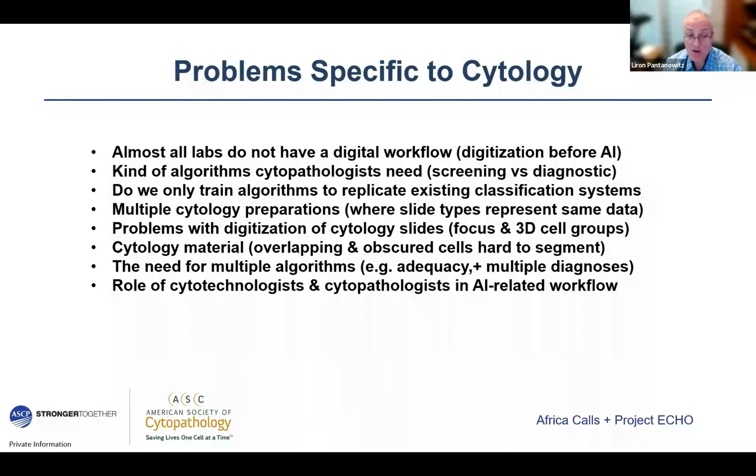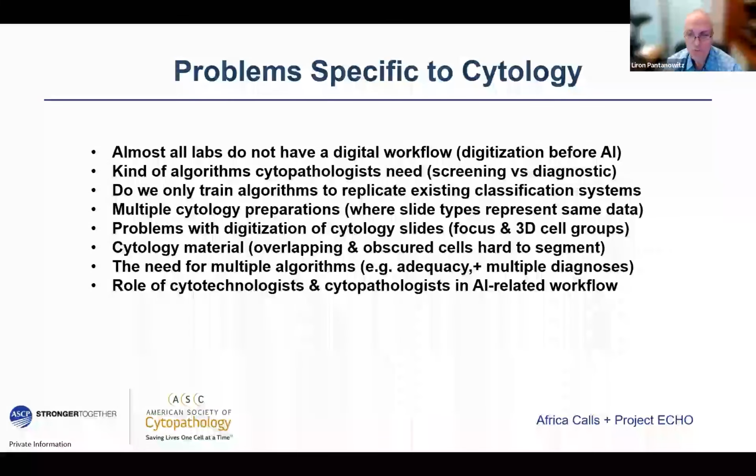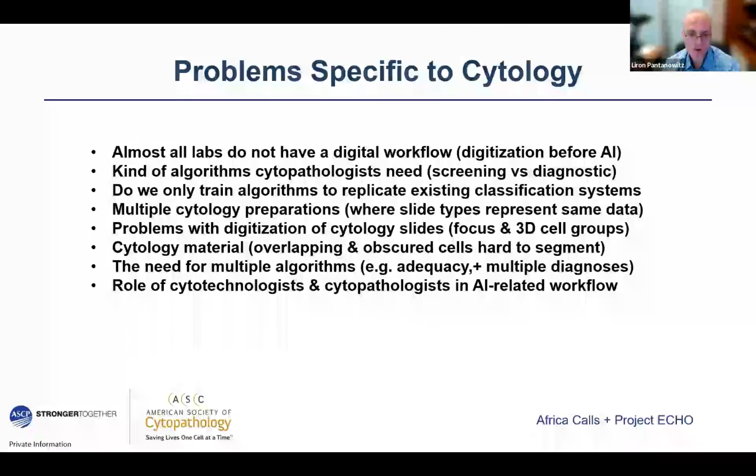The cytology material itself is tricky. Cells could be overlapping or obscured by material. And when that's the case, it's hard for a computer algorithm to segment those out. Say, I'll analyze this cell, and then I'll analyze the next cell. If they're overlapping and obscured, it's hard for the computer algorithm to segment and say, let's focus on this cell and then analyze those features.